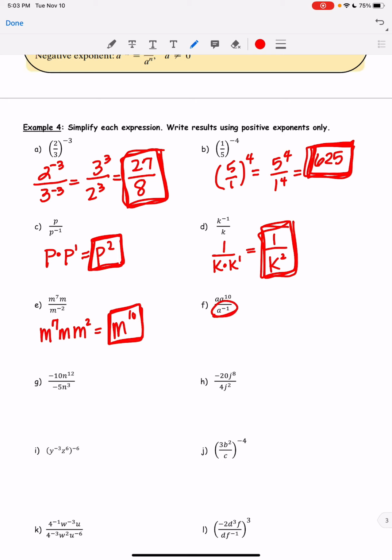Same thing here, move that negative up to the top. So I've got a to the 10th, and then when I move this one up, we get a to the 1st. Add your exponents. There's a 1 here as well. So 1 plus 10 plus 1 gives me a to the 12th.